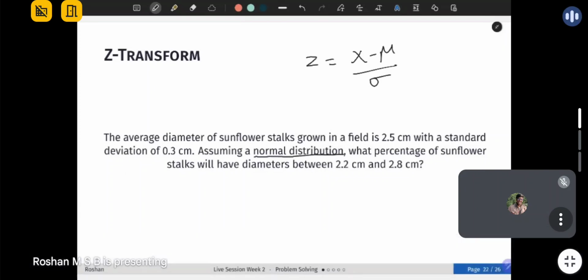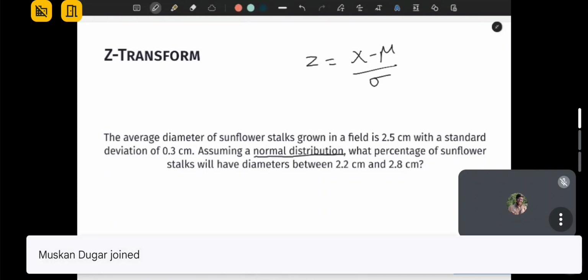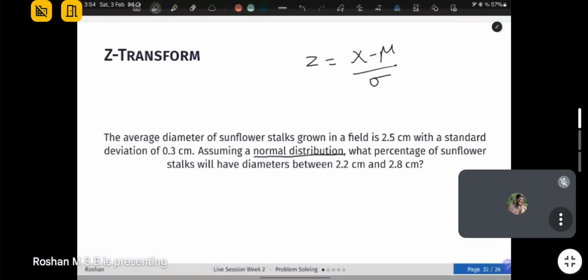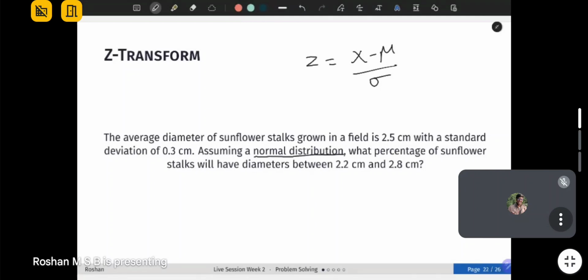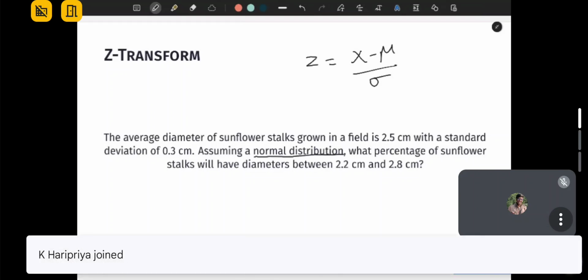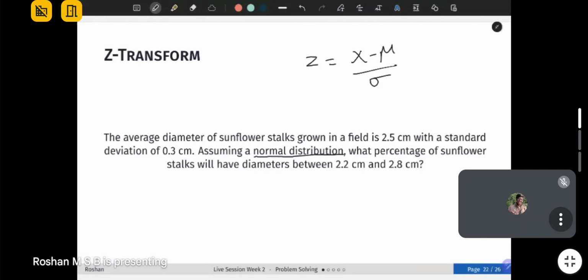Anyone got any idea how to solve it? The answer is 0.7057. Can you explain to me how you arrived at that answer?